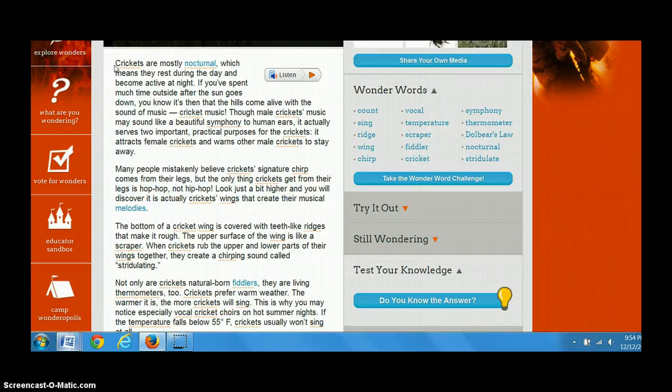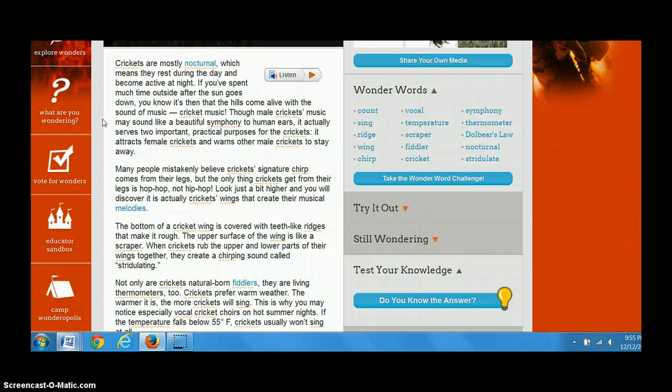Crickets are mostly nocturnal. Nocturnal, what does that mean? Oh, let's see. Belonging to or active during the night. Which means they rest during the day and become active at night. If you've spent much time outside after the sun goes down, you'll know it's then that the hills come alive with the sound of music, cricket music. Though male crickets' music may sound like a beautiful symphony to human ears, it actually serves two important practical purposes for the crickets. It attracts female crickets and warns other male crickets to stay away.